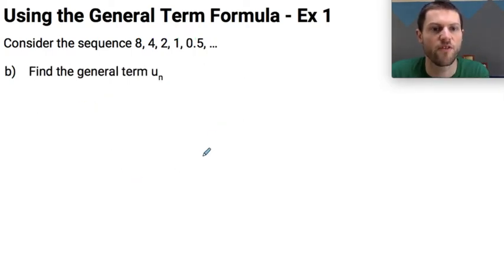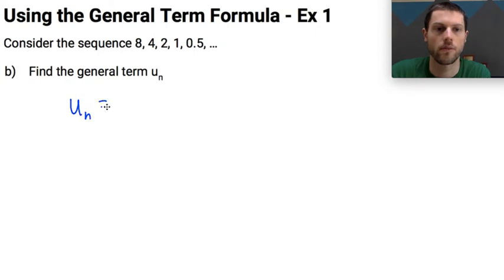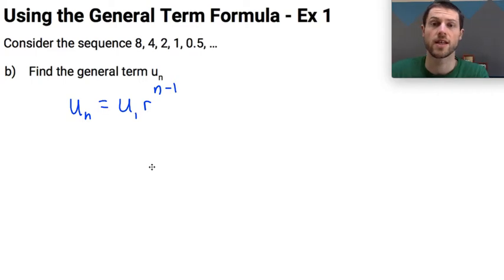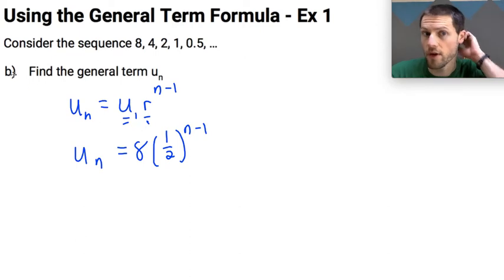Part B, we want to find the general term u sub n. So remember that formula we had from before, u sub n is equal to u sub 1 times r to the n minus 1 power. So the things that I need to find are u sub 1 and r, and I did that in the last example. So the general formula will be u sub n equals 8 times 1/2 to the n minus 1 power. This is my initial term of 8, and this is my common ratio of 1/2. All right, that was easy.